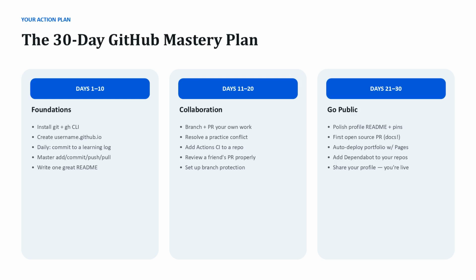Days 21 to 30, go public. Polish your profile README and pinned repos. Make your first open-source contribution, a docs fix counts, and auto-deploy your portfolio with Pages. 30 days, 1 hour a day, and your profile starts working for you.